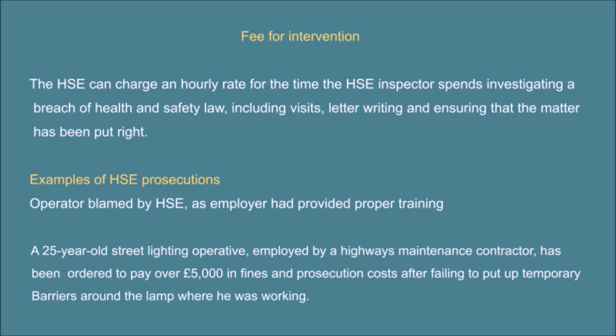Examples of HSE prosecutions. Operator blamed by HSE, as employer had provided proper training. A 25-year-old street lighting operative, employed by a highways maintenance contractor, has been ordered to pay over £5,000 in fines and prosecution costs after failing to put up temporary barriers around the lamp where he was working.